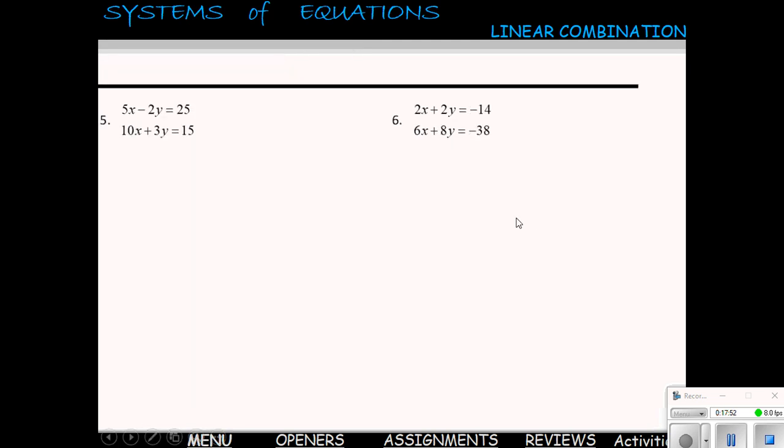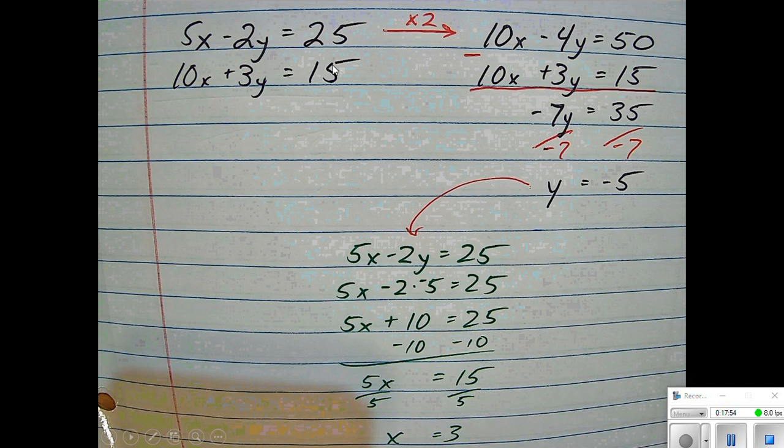Okay, to do this problem right, here it is, we're going to take the top equation, there it is, and multiply by 2, and we get 10x minus 4y is equal to 50. Leave the bottom equation alone, 10x plus 3y is equal to 15. We now have 10x in both equations, so we can simply subtract them. Negative 4y minus 3y gives us negative 7y, and 50 minus 15 is 35. So negative 7y is equal to 35. We divide by negative 7 and get y is equal to negative 5.